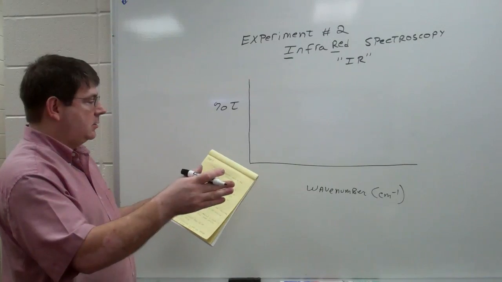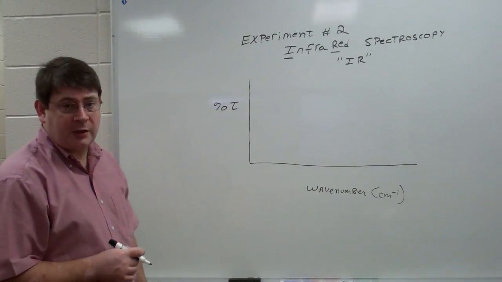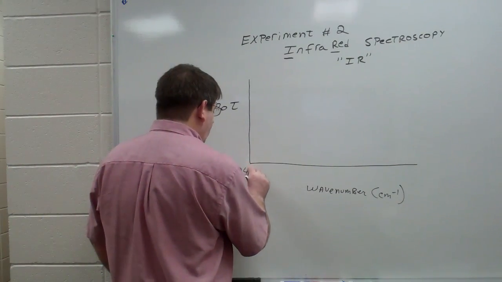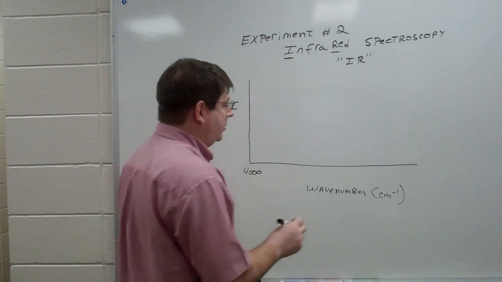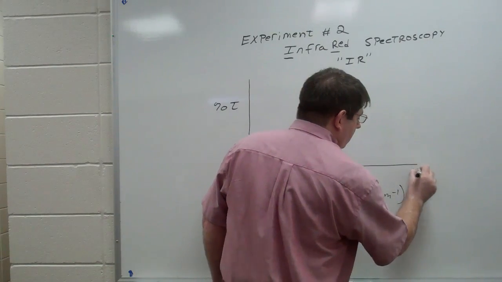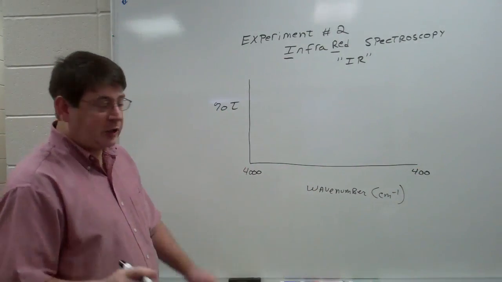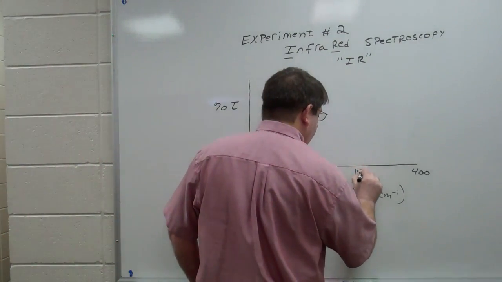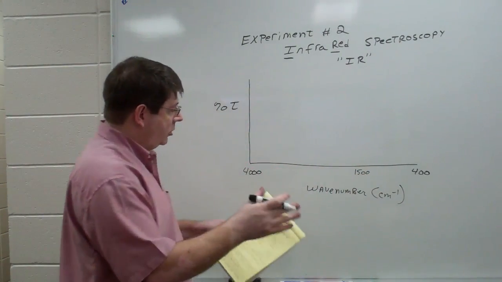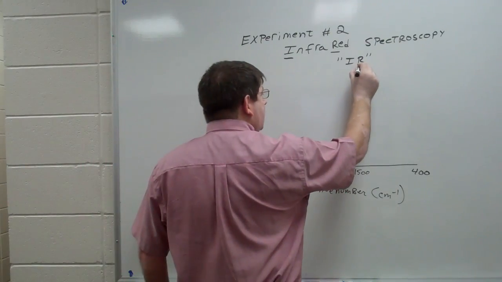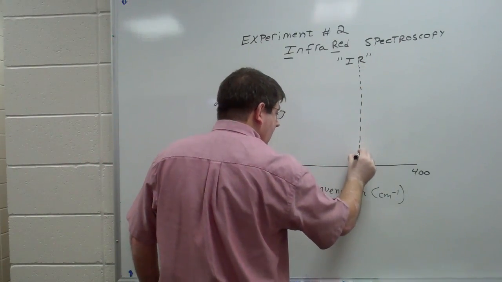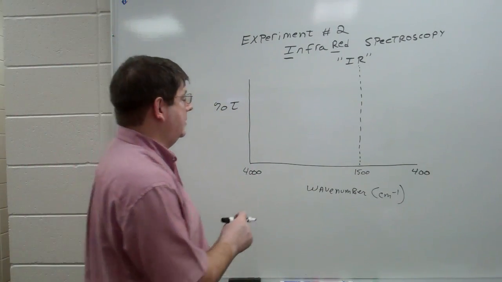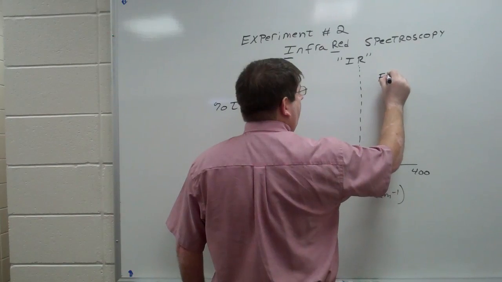Now, when you get this graph, you're going to see a lot of information on that, but you need to break it down into simple things. So this typically goes from about 4,000 reciprocal centimeters to about 400 reciprocal centimeters, so it's a pretty large scale. And what you need to do is identify 1,500. And take your paper and draw a line, either imaginary or real, with a pencil at 1,500. Everything to the right of 1,500 is what we call the fingerprint region.